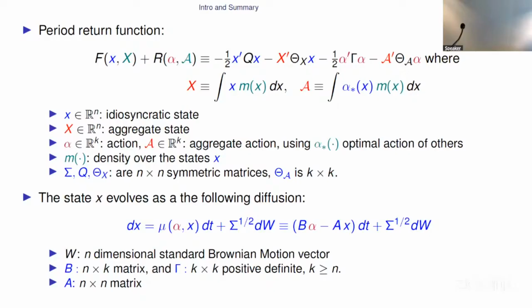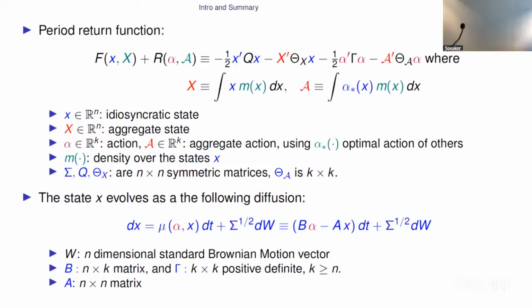Capital alpha will be, imagine that you have the optimal action, it will depend on the state of each person, then you add it up across the cross-sectional distribution. I'll develop the notation a little bit more. Little x is your state, capital X is a vector, these are your actions, capital alpha are the aggregate actions, and M will be the cross-sectional distribution. And then there'll be some matrices with the idiosyncratic shocks.